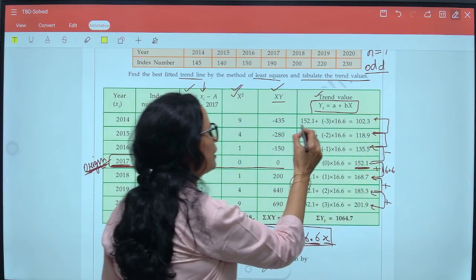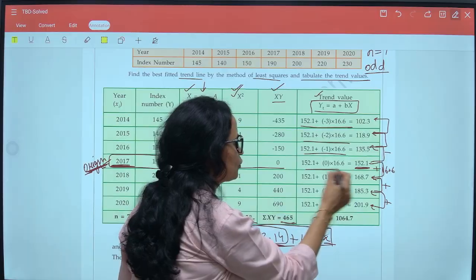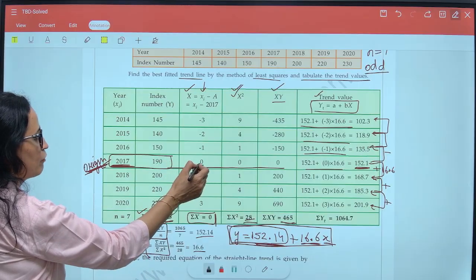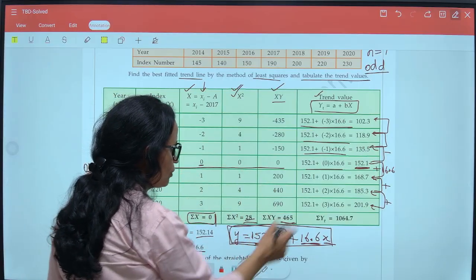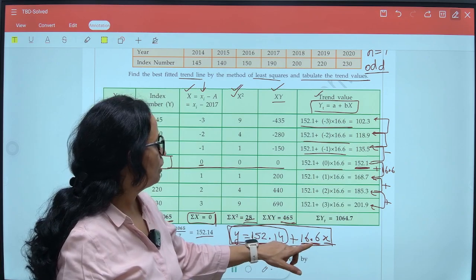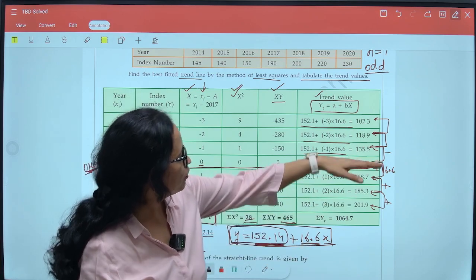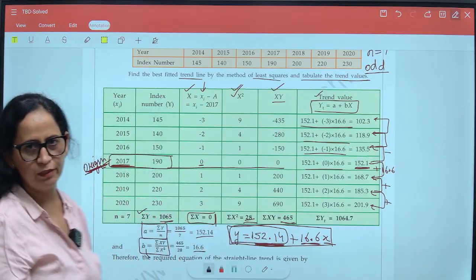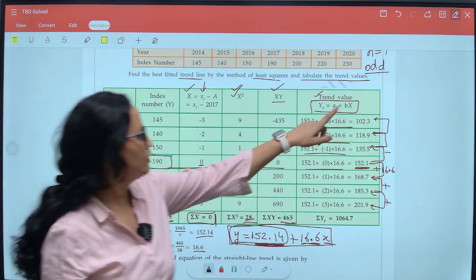So rather than doing calculations like this every time, the shortcut is you start from the 0th row where you have x value 0, deviation is 0, so that gives you that constant value, and then this variable part you keep on adding or subtracting. So you get the table completely filled up now. So these are the trend values.